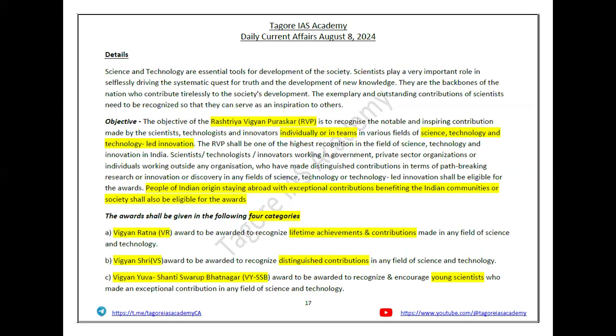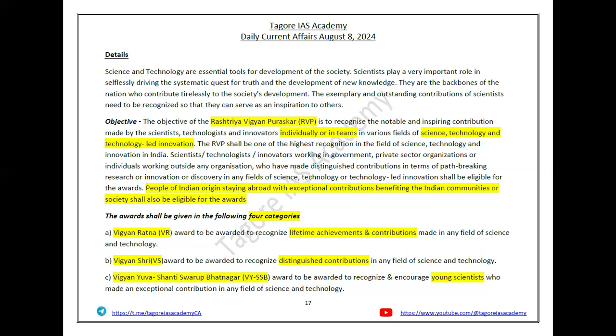राष्ट्रीय विज्ञान पुरस्कार मतलब ये साइंस एंड टेक्नोलॉजी के लिए दिया जा रहा है. इंडिविजुअल को भी दिया जा सकता है और एक टीम को भी दिया जा सकता है. इसमें 3 words they are mentioning: science, technology and innovation, right? Science, technology and innovation. Again, this term can be given in prelims.